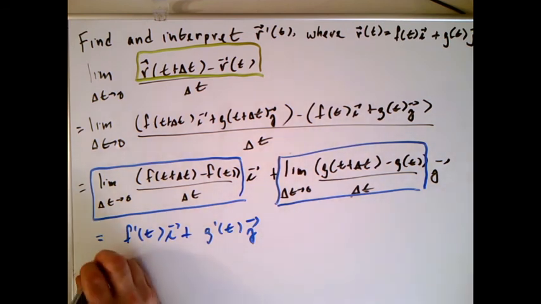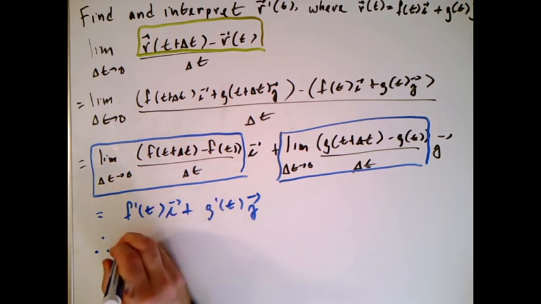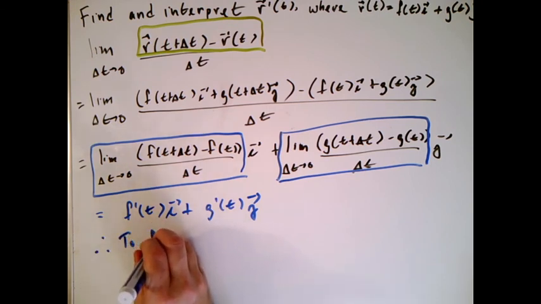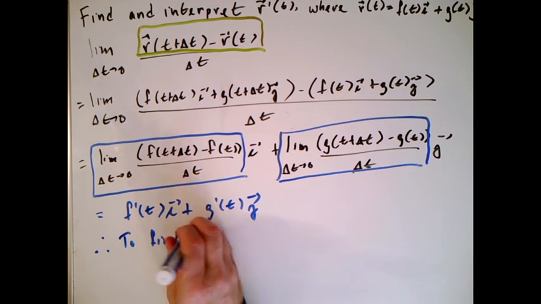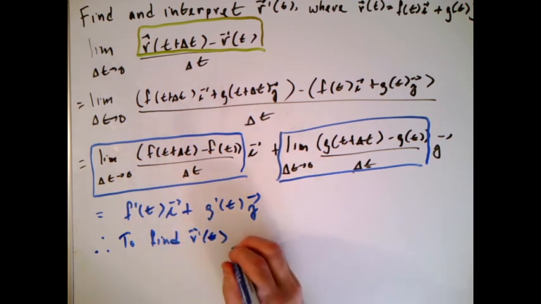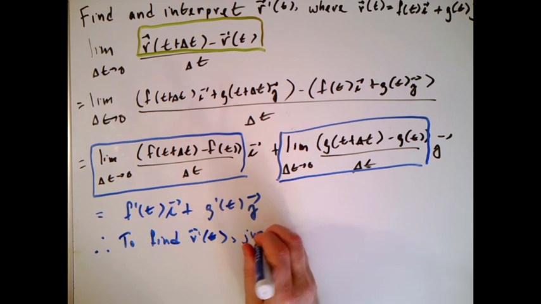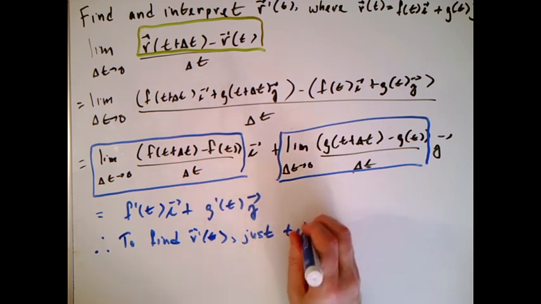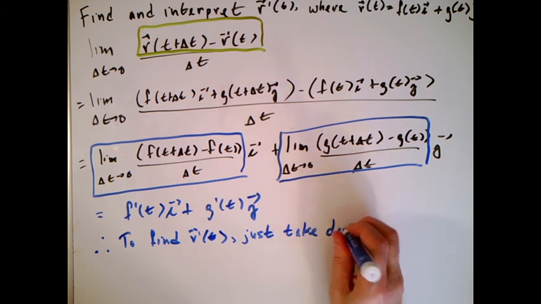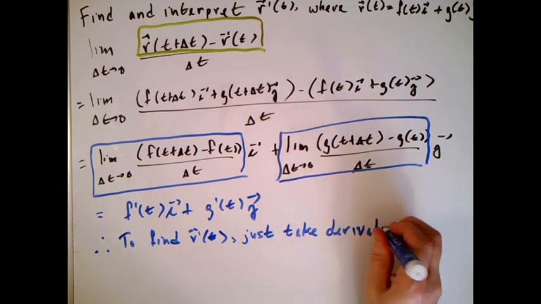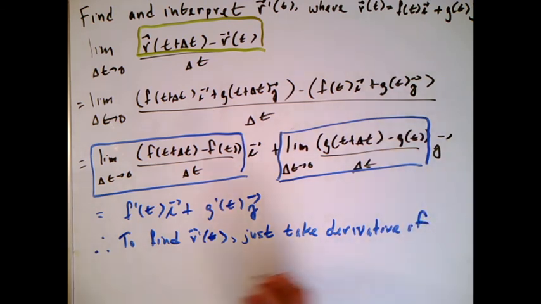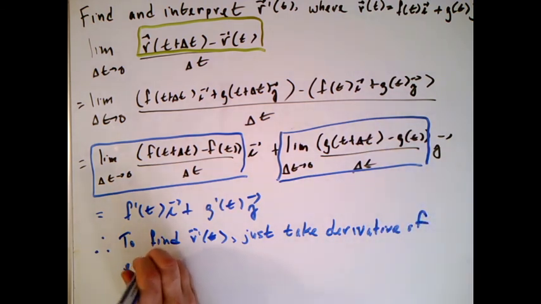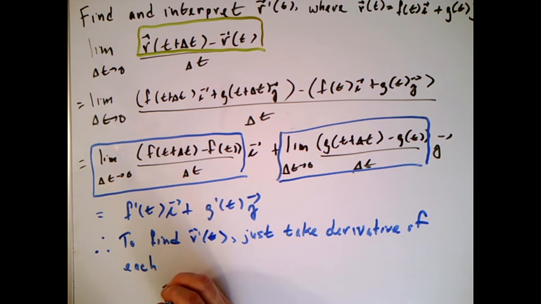Now what does this mean? Let's write this down as a conclusion. To find, algebraically, r prime of t, just take the derivative of each component. Now I think if we had just been asked for the derivative, we'd have tried that anyways, but it wouldn't have any interpretation. There would be no good reason we could use to justify why that actually is finding what we want to be, the velocity.